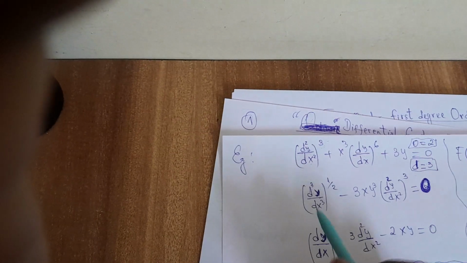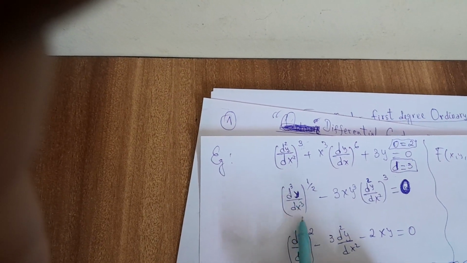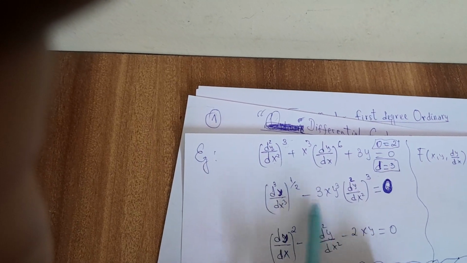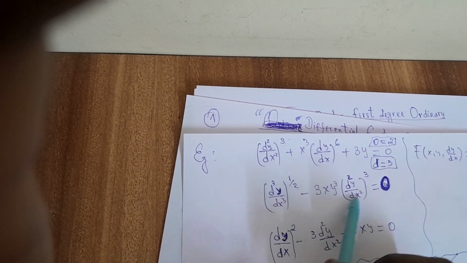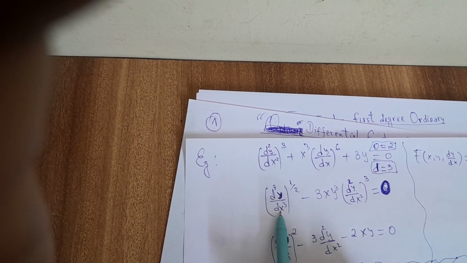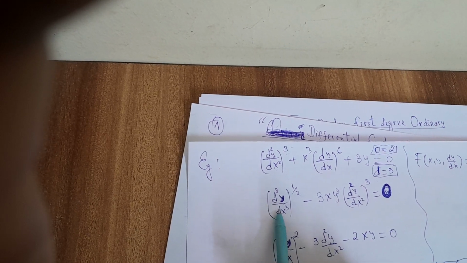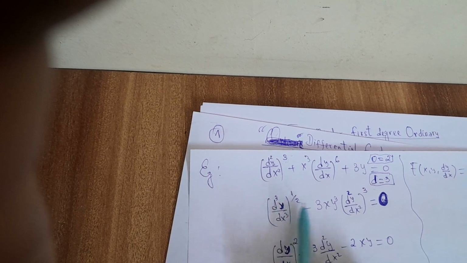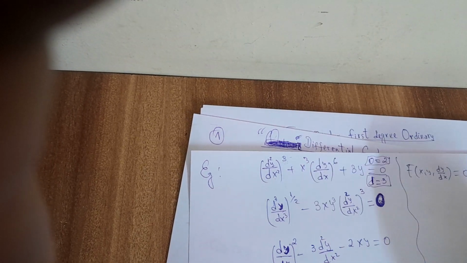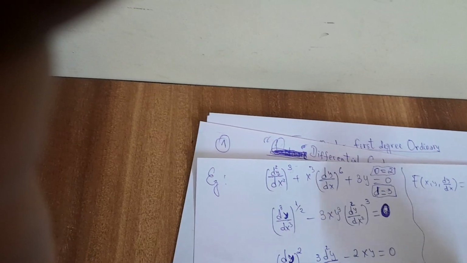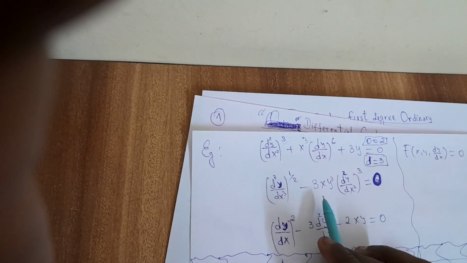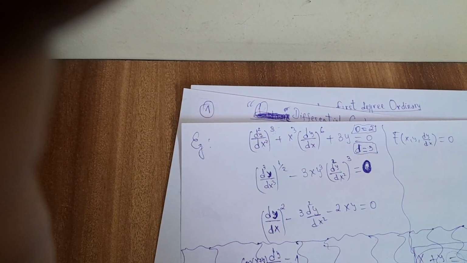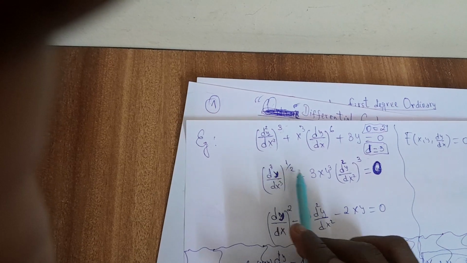Even from here, you can just look at what the highest derivative is. It is surely this. So the order of this equation is 3. Now what will be the degree of this equation?